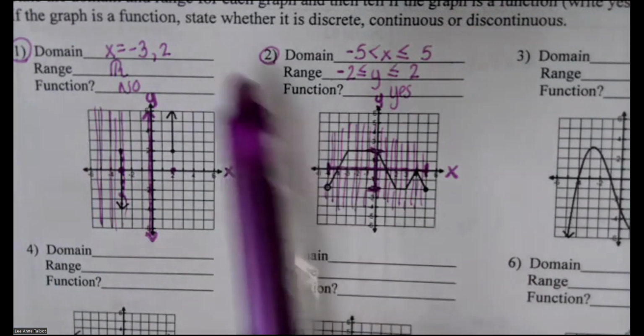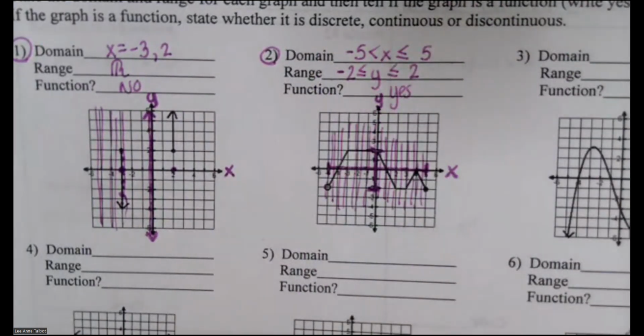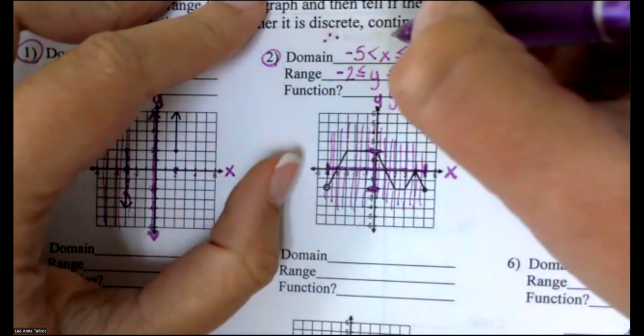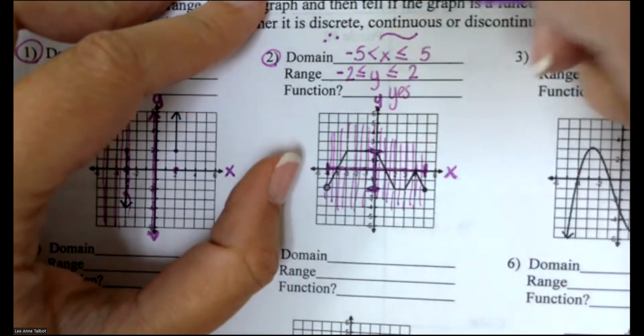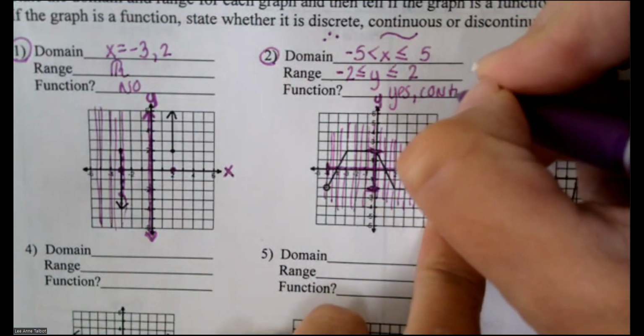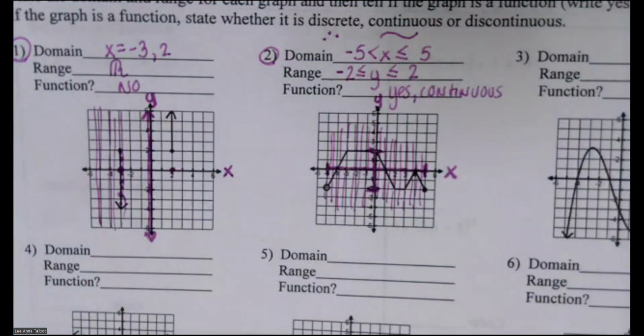Okay, last thing. If it's a function, state whether it's discrete, continuous, or discontinuous. Discrete is dots. Continuous is something that you would not have to pick up your pencil. So this would be continuous. I'll give you an example of discontinuous when we get there. So continuous graphs, you could draw the graph without picking up your pencil.